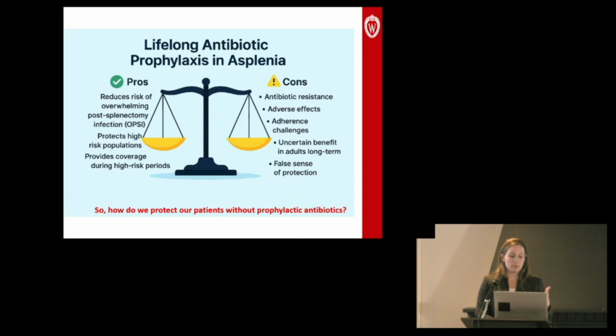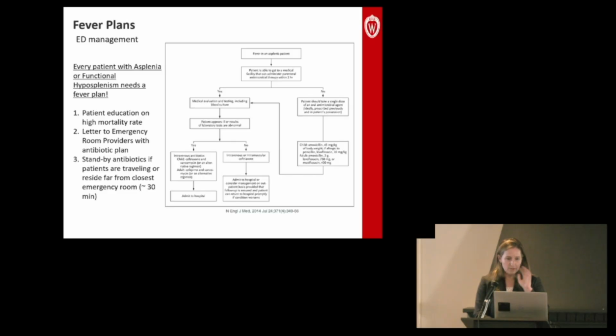So how do we protect our patients, the patients that we decide don't need prophylactic antibiotics, or through shared decision-making decide that we're not going to do prophylactic antibiotics? That really gets to the third prong, the three pillars of plans.